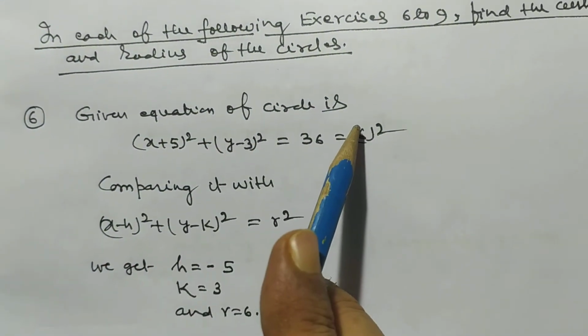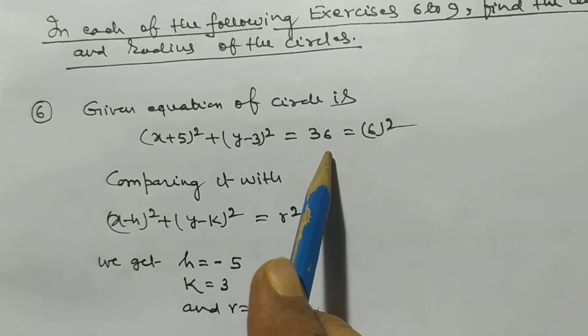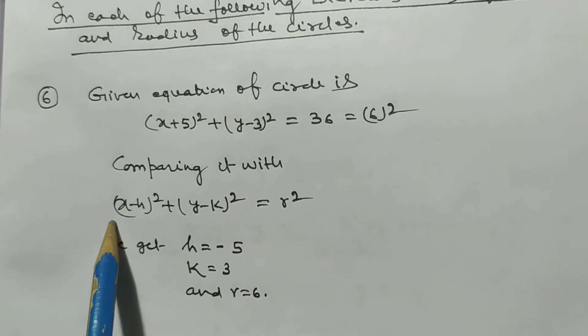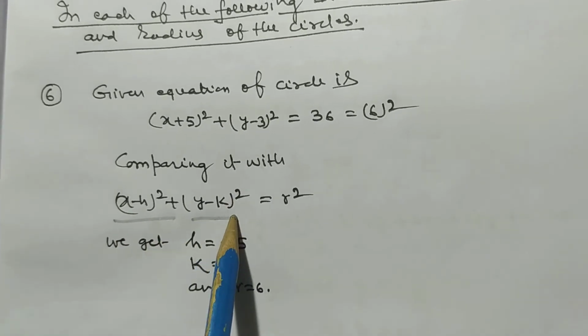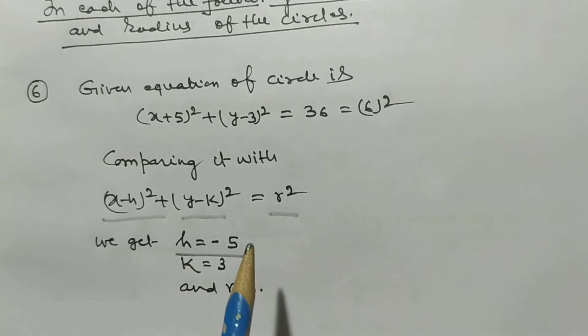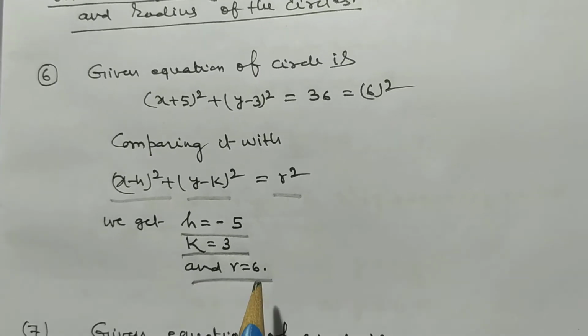Given equation of circle is (x plus 5) whole square plus (y minus 3) whole square is equal to 6 square. Comparing it with (x minus h) whole square plus (y minus k) whole square is equal to r square, h is equal to minus 5, k is equal to 3 and r is equal to 6.